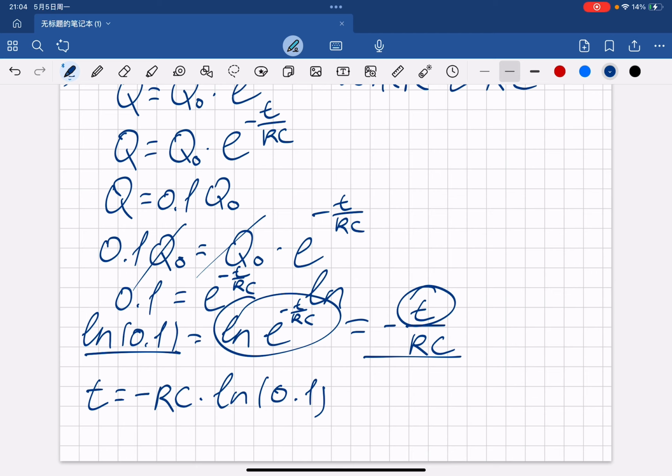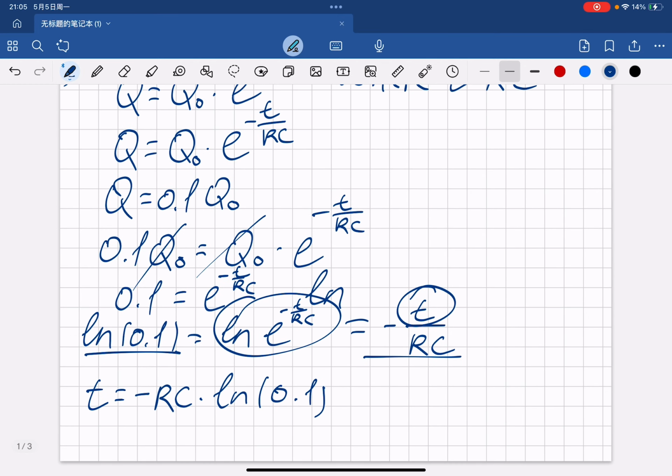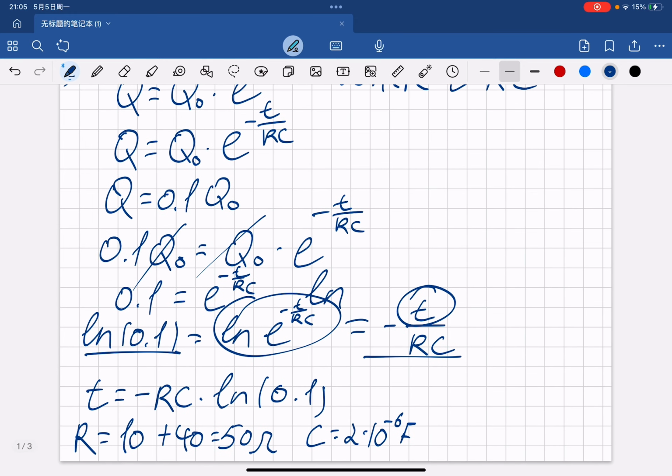So we need to plug in values and calculate it. The equivalent resistance during the discharge is equal to 10 ohm plus 40 ohm, which is equal to 50 ohm. And the capacitance is equal to 2 times 10 to the power of minus 6 farad. This is given directly in the circuit diagram. And we also have ln 0.1, which is equal to minus 2.3.